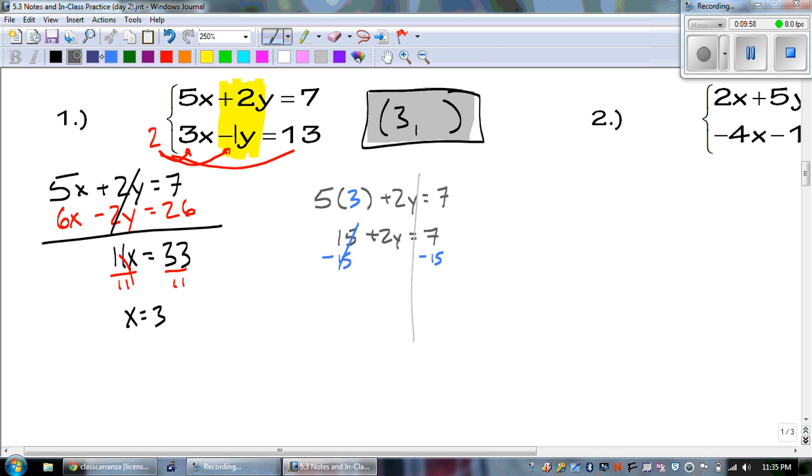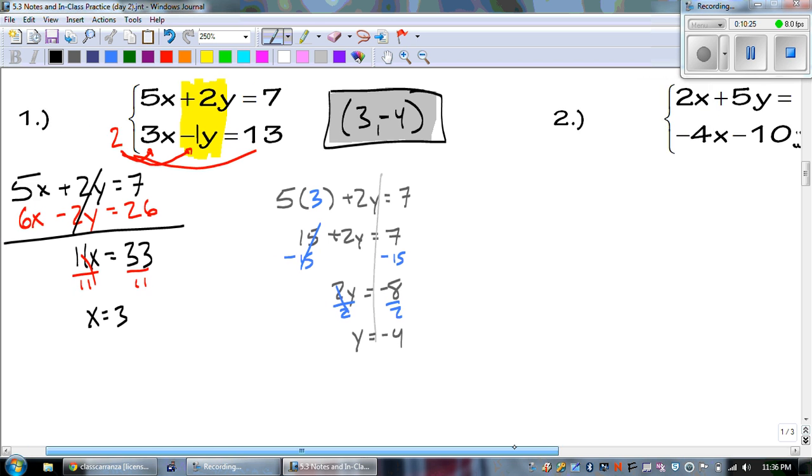We get 2y equals negative 8. And then to get y by itself, we have to divide by 2. And negative 8 divided by 2 is negative 4. So we get the ordered pair of 3, negative 4. See, they're not all going to be infinite or no solution.